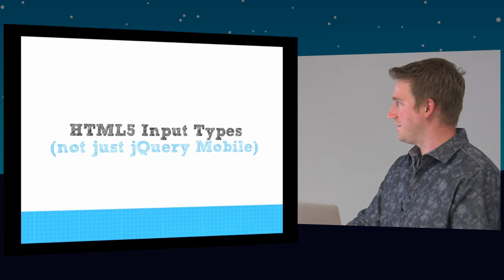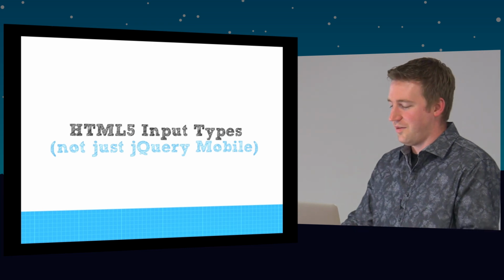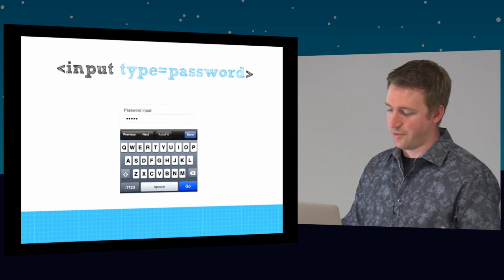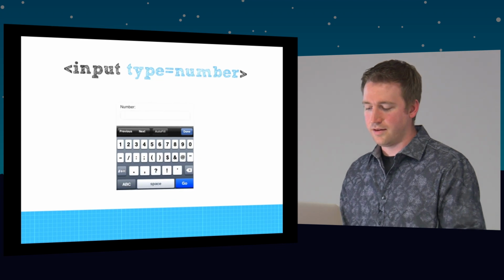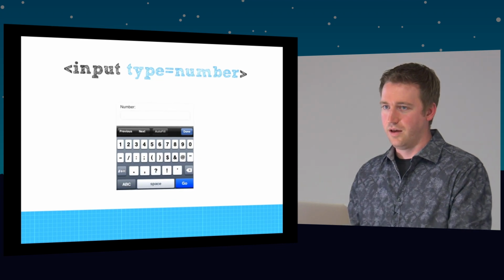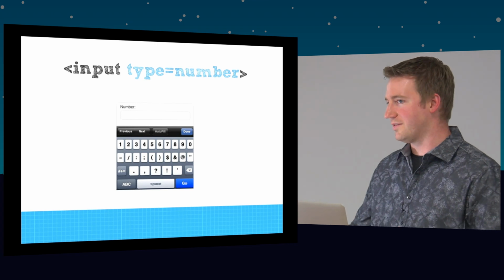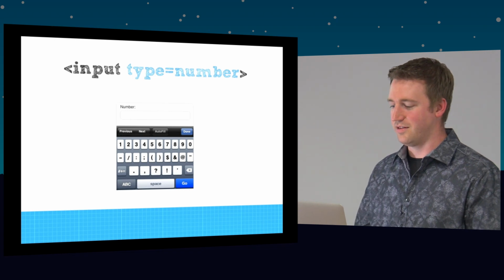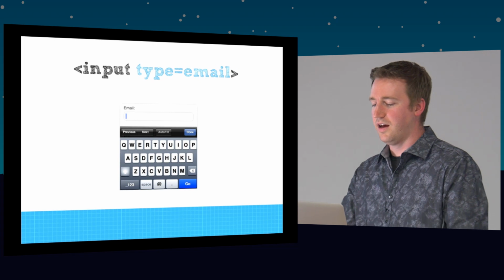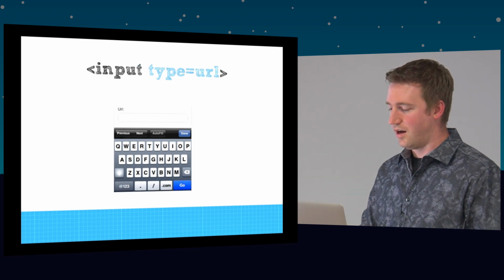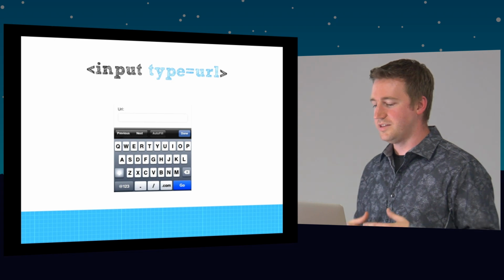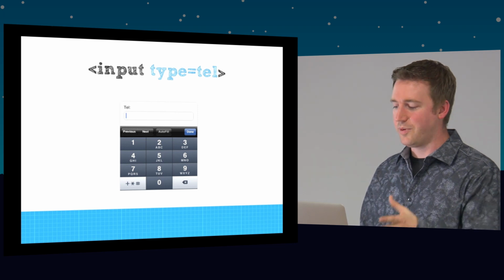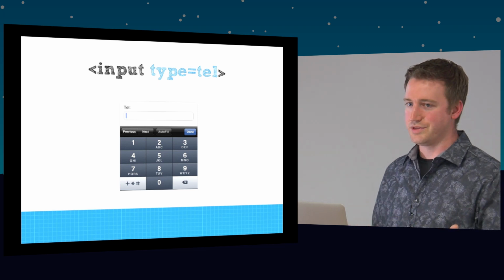HTML5 input types, you should be using these. It's not really a jQuery Mobile thing, but it's just good to know about. You can use type equals password, and it'll look like a password input. Then you can use type equals number, and you'll get a number keyboard. People ask, what if that browser doesn't support type equals number? Well, it just falls back to a text input if the browser doesn't understand it. Type equals email adds the @ symbol. URL adds the / and the .com. It just makes it a lot easier to enter data into your forms if you use these. Type equals tel: a lot of people actually use type equals tel for regular number inputs, just FYI.